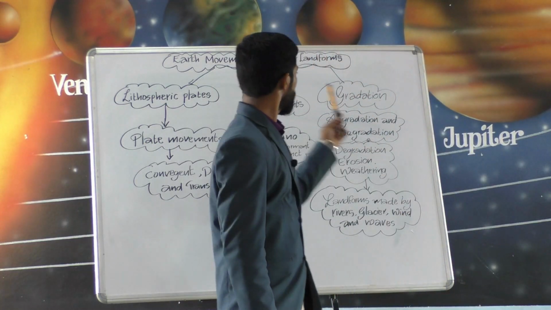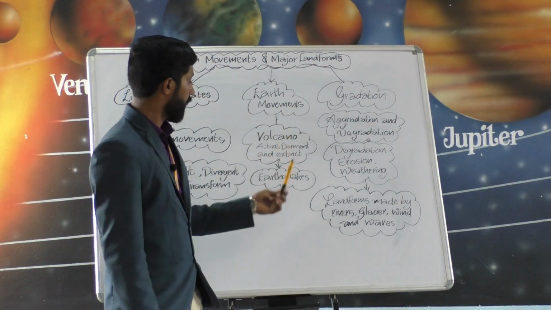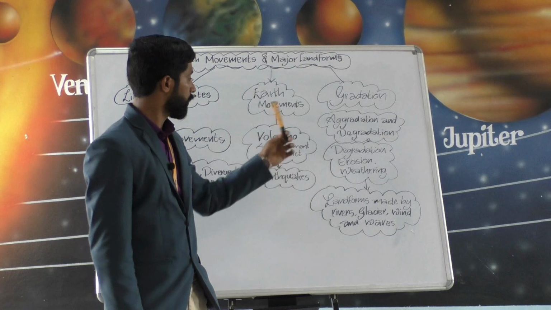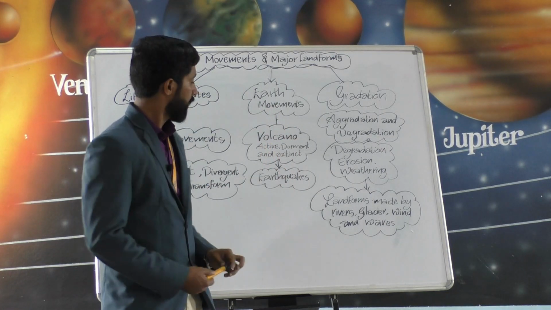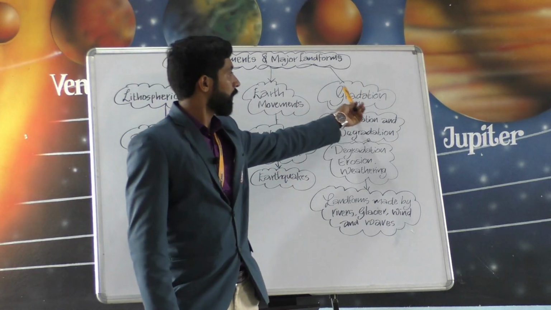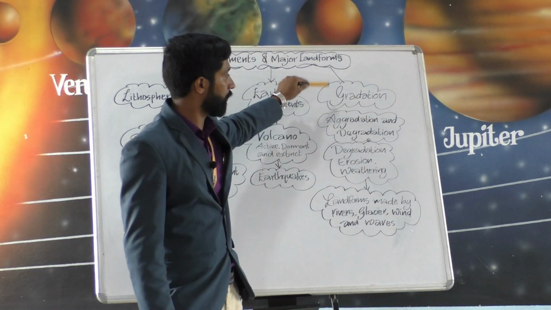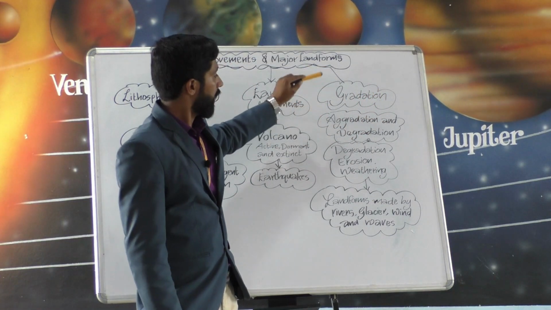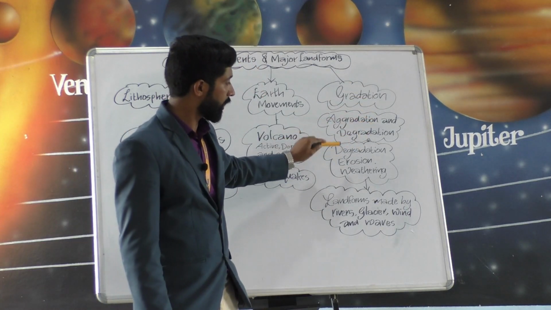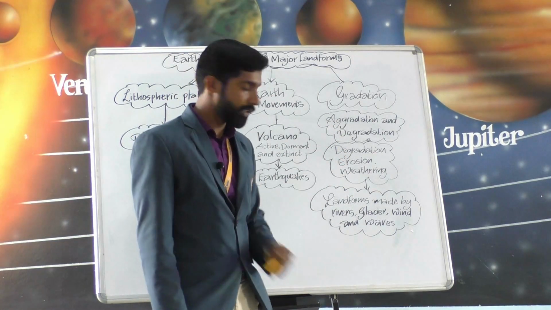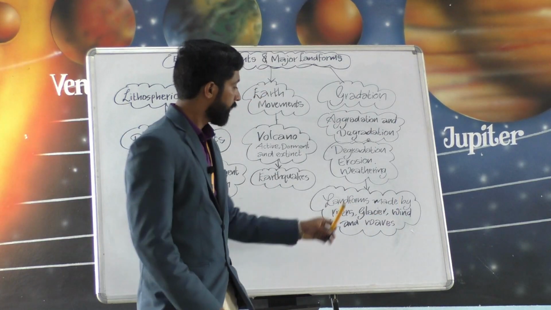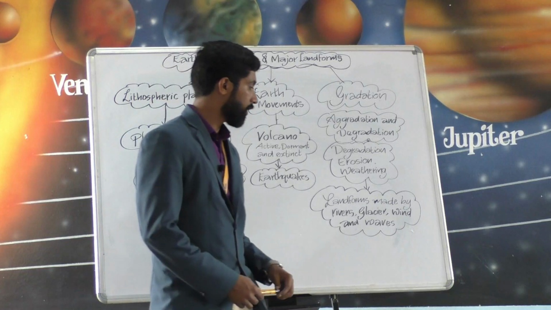Then we learned about some earth movements like volcano and earthquakes. In volcano we learned 3 types of volcanoes are there: active, dormant, and extinct. And we learned some measures to be taken during the time of earthquakes. At the end we learned about gradation. The gradation itself, we have 2 types: aggradation and degradation. Even the degradation is further divided into 2, that is erosion and weathering. And at the end, the last topic was landforms made by rivers, glacier, wind and waves.